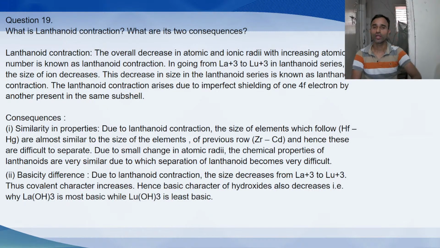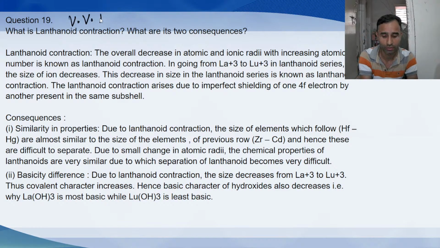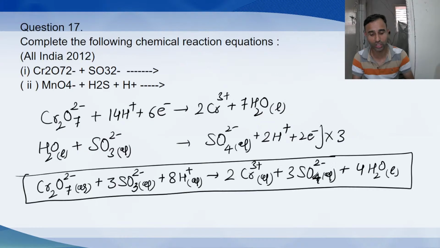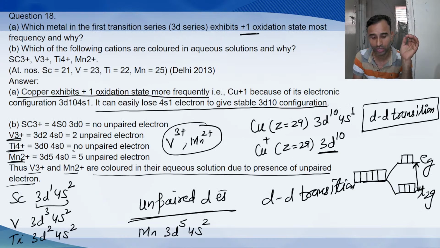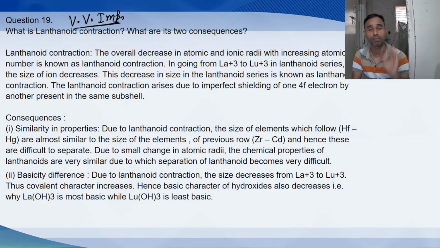Okay, what is lanthanoid contraction and what are its two consequences? Very, very important question. You will definitely get the balancing of chemical equation of 2 marks. And second, this question is a very, very expected question every year. What is lanthanoid contraction and its consequences? Sometimes it is asked as cause. So say lanthanoid contraction means steady decrease. Definition we have done. Its cause also we have done, due to the imperfect shielding of 4f electrons.